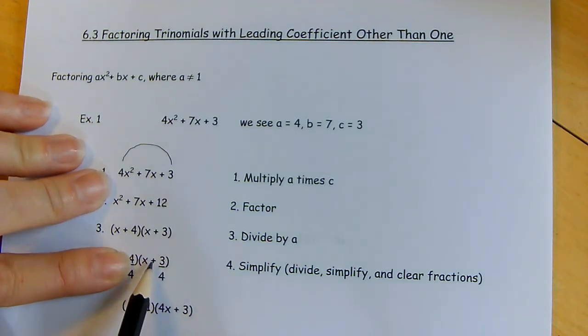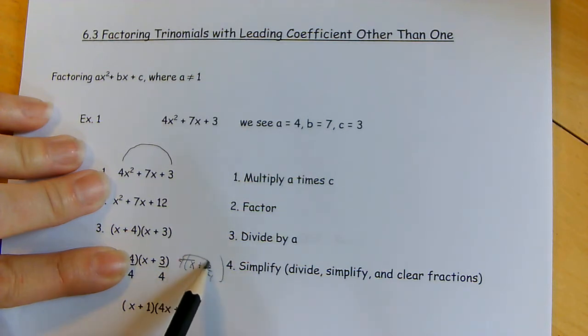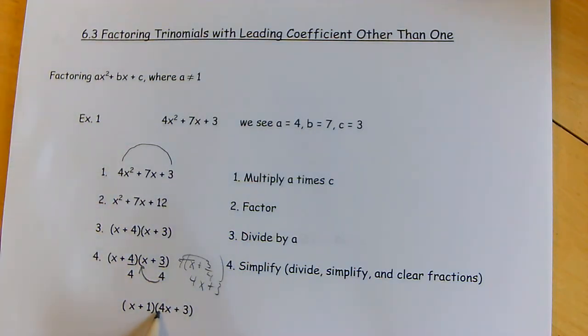So how do I clear my fraction? I can multiply both these terms by the denominator, which is 4. So if I multiply them both by 4, I get 4x plus 3. So really, you can just think about it as moving that there. 4x plus 3 is one of the factors.